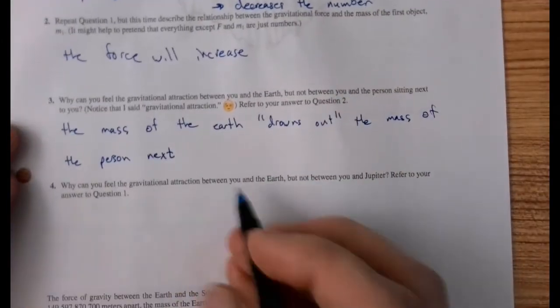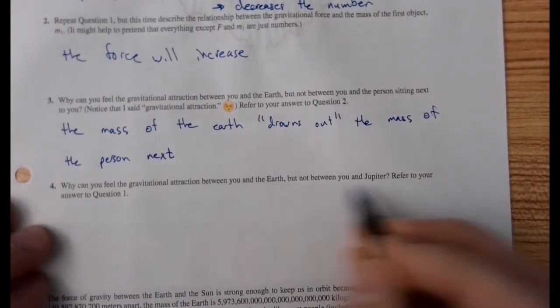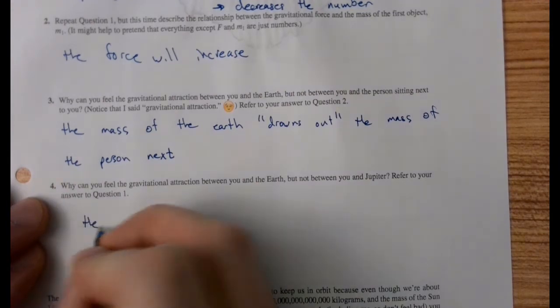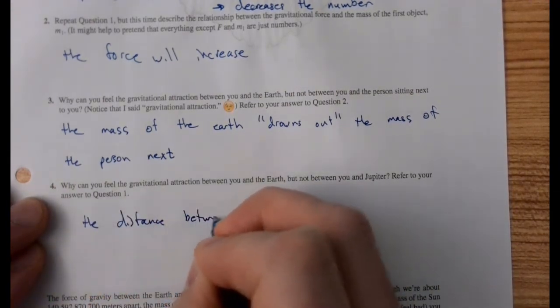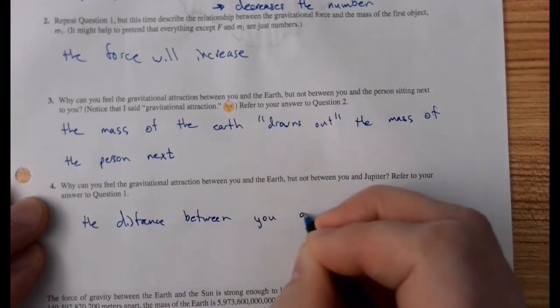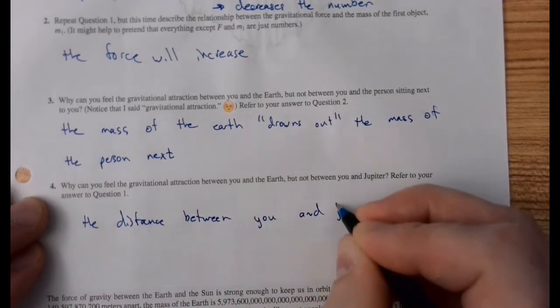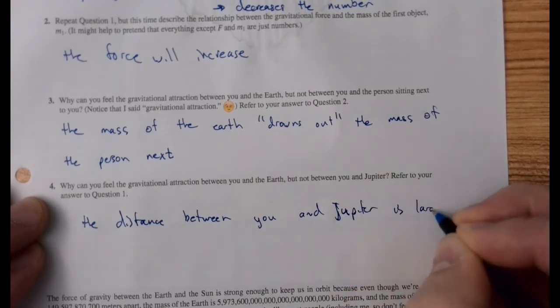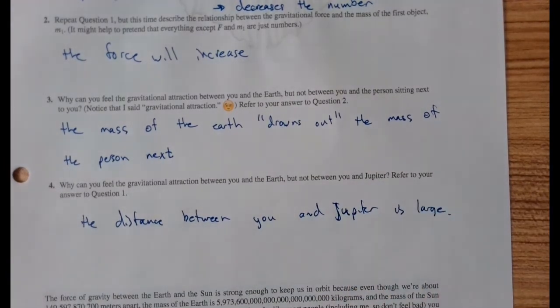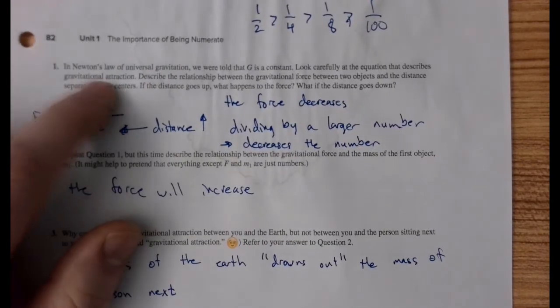And then here, number 4 says, why can you feel it between you and Earth, but not between you and Jupiter? The distance between you and Jupiter is so great. Oops, I should capitalize that. We'll just put large, and we should note that the distance between you and Earth is not so large. Okay, so that's just a taste of what's going on with this gravitational force formula.